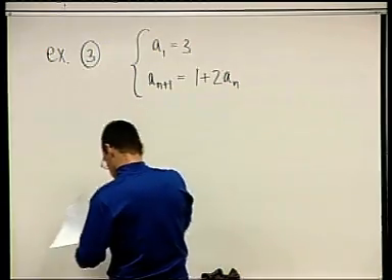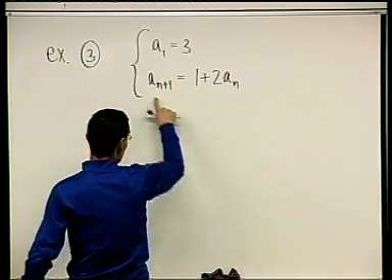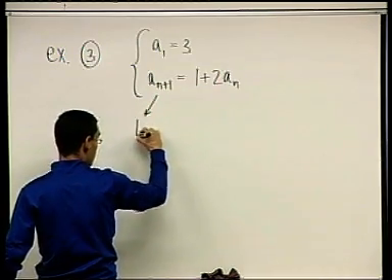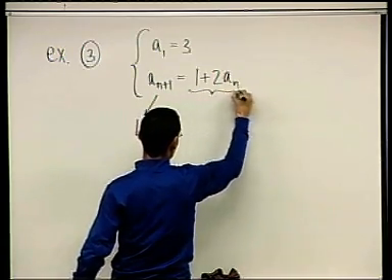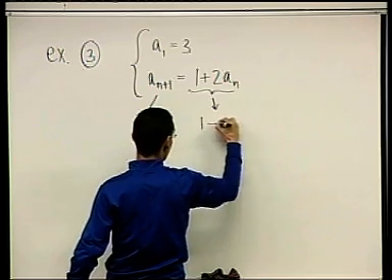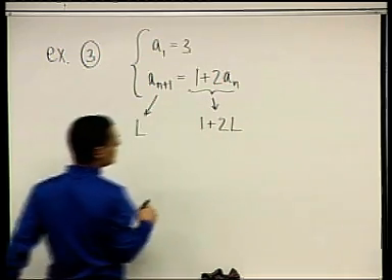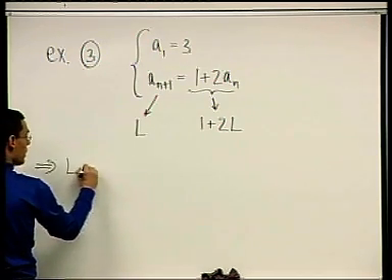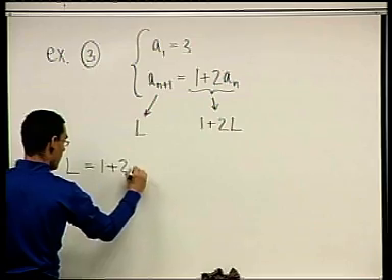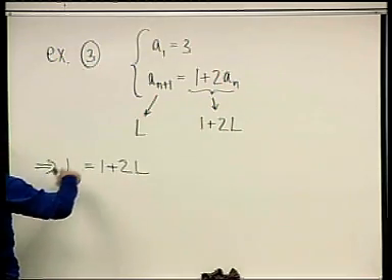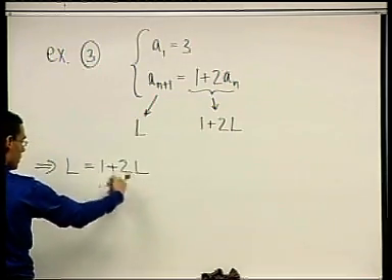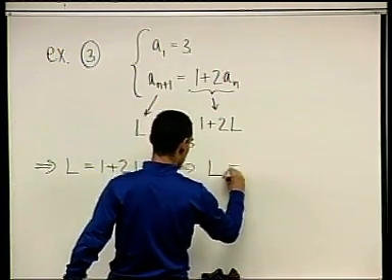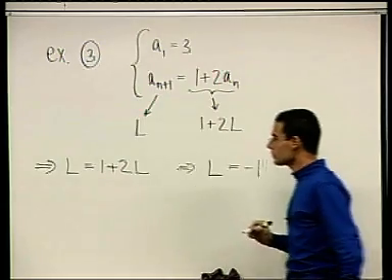So let's do the same sort of thing on this equation. So this goes to L, and this goes to 1 plus 2L, and therefore L equals 1 plus 2L. So subtracting L here and moving this, we get L equals -1. Do you agree?